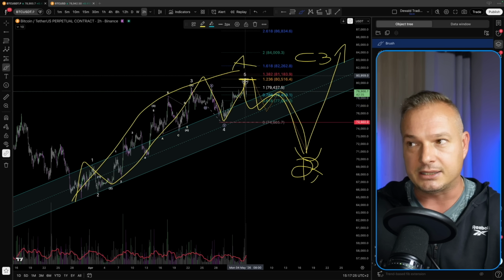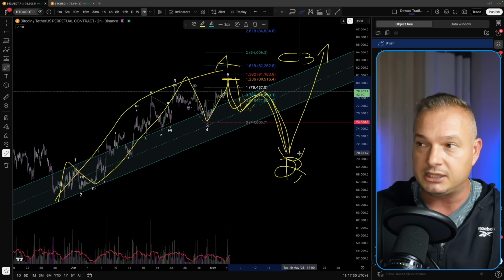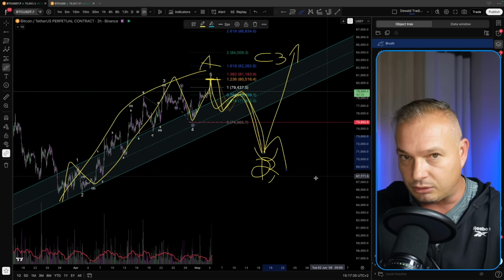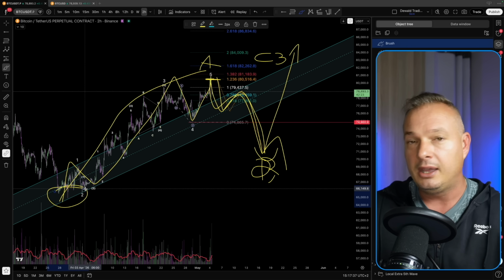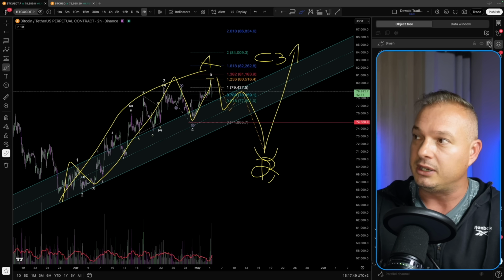Remember, if price does not correct in a 3-wave structure, and there's still a lot that needs to happen here, and I'll keep the community up to date, and it forms a 5-wave structure to the downside, it does increase the probabilities to take the low and then potentially even claim that $60,000 zone. Right, but that's what we need to analyze together.